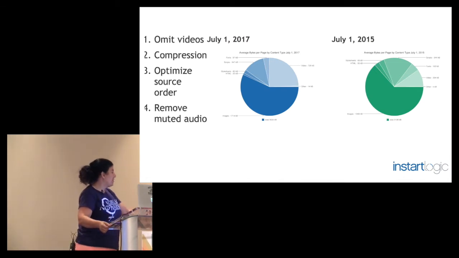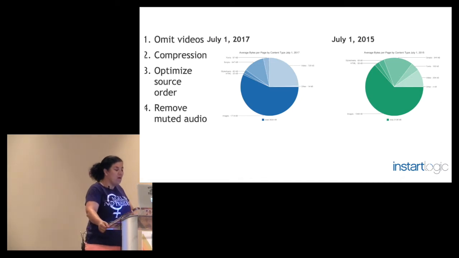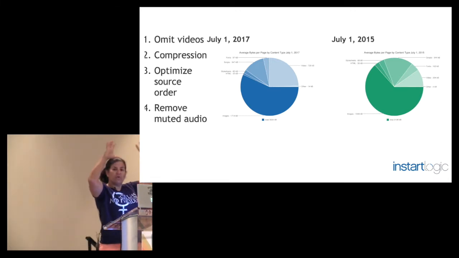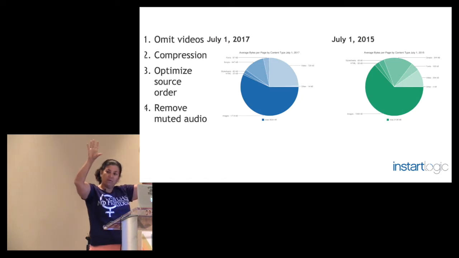If that doesn't work, you can compress them. Optimize the source order of the ones that you've compressed. Make sure that you send the smallest one. And remove muted audio because people are sending audio with their hero videos. You know when you go to websites and there's a video as a background? People aren't taking the audio out of that, they're just muting it.